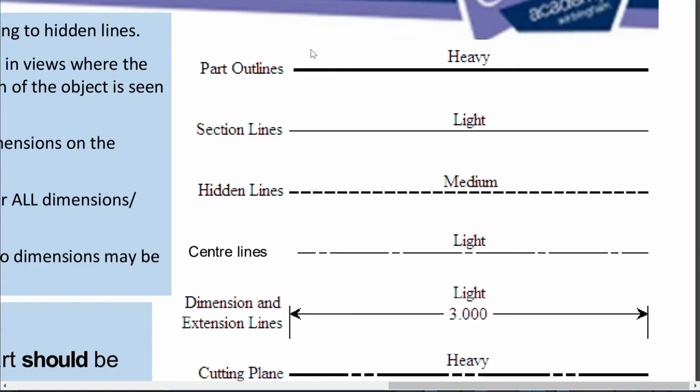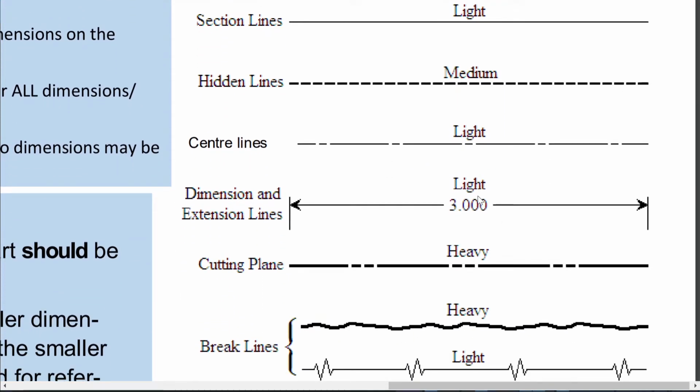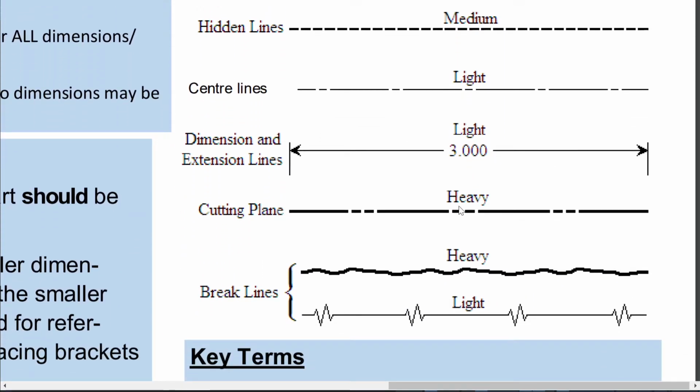Okay, so when we're showing our object, it should be done in heavy lines. Section lines, like the hatching that we saw earlier, should be thin light lines. Hidden detail should be a thick dark line. Center lines are thin. Dimensioning is thin. Cutting planes, yeah, that's not how we draw a cutting plane under Australian standards.